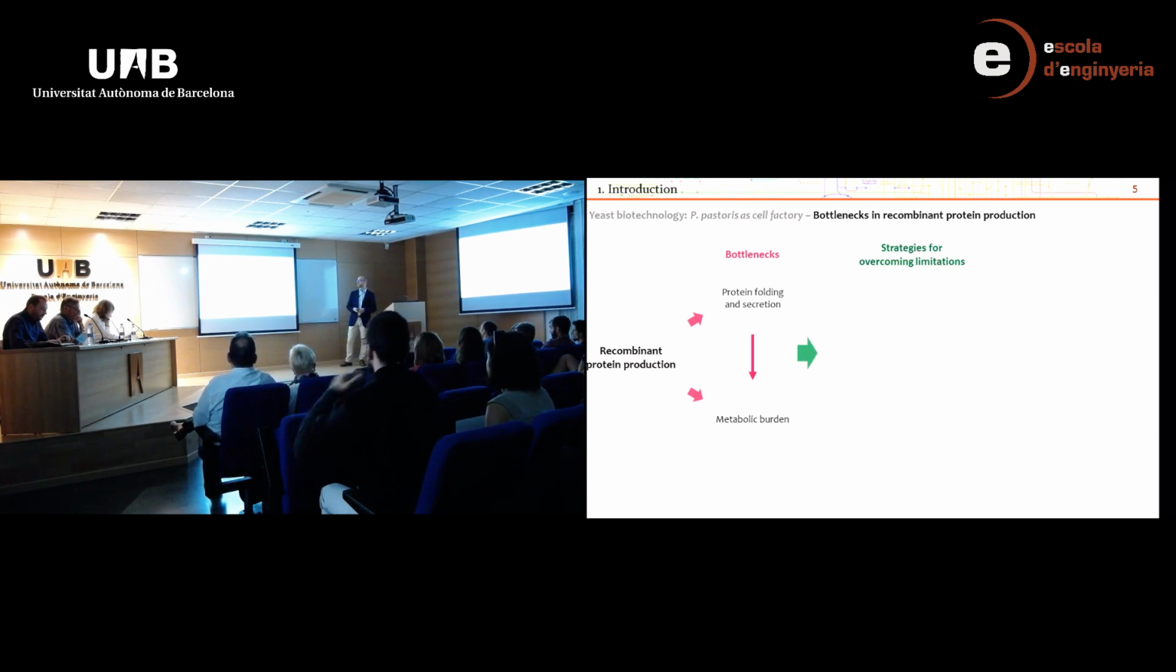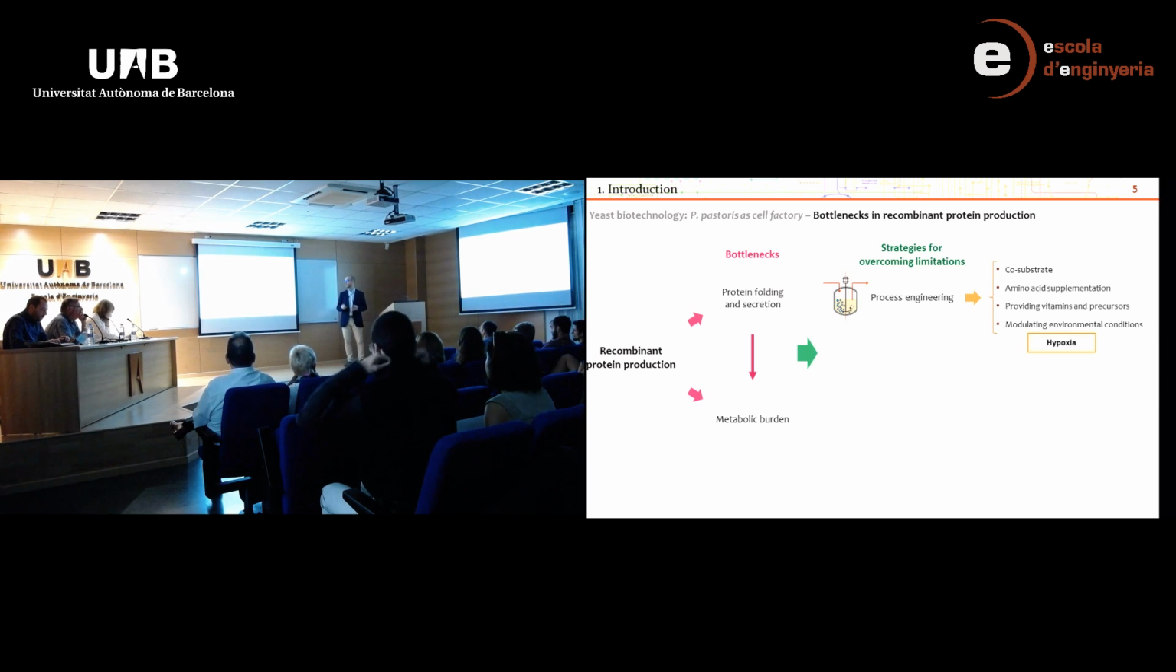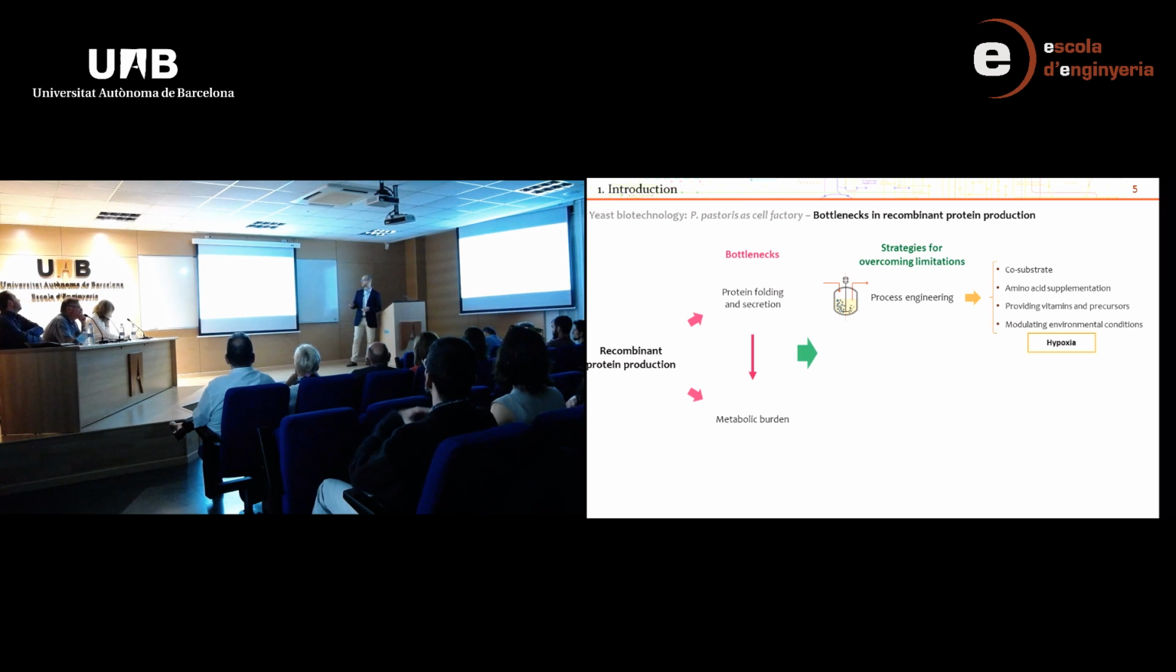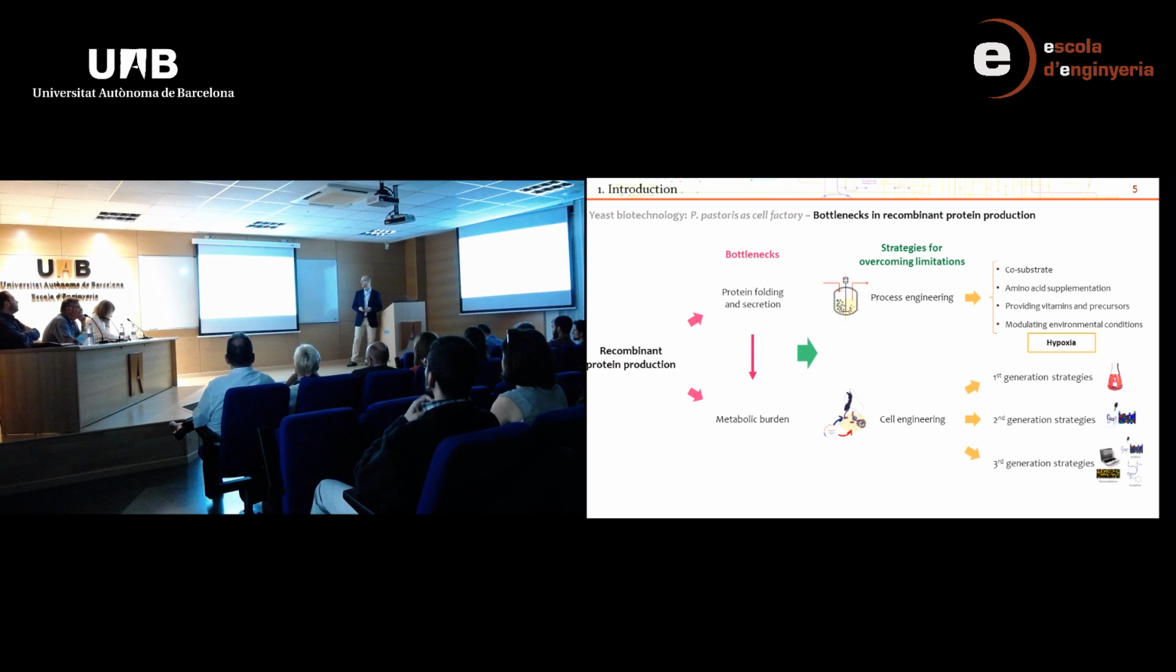In order to overcome these limitations, we can find 2 different kinds of strategies. The first one is the process engineering strategies, and for example, we can use co-substrates, provide amino acids or vitamins or precursors to the cultivation media, or modulate the environmental cultivation conditions, for example, using restricted oxygen availability. On the other hand, we also have cell engineering strategies.